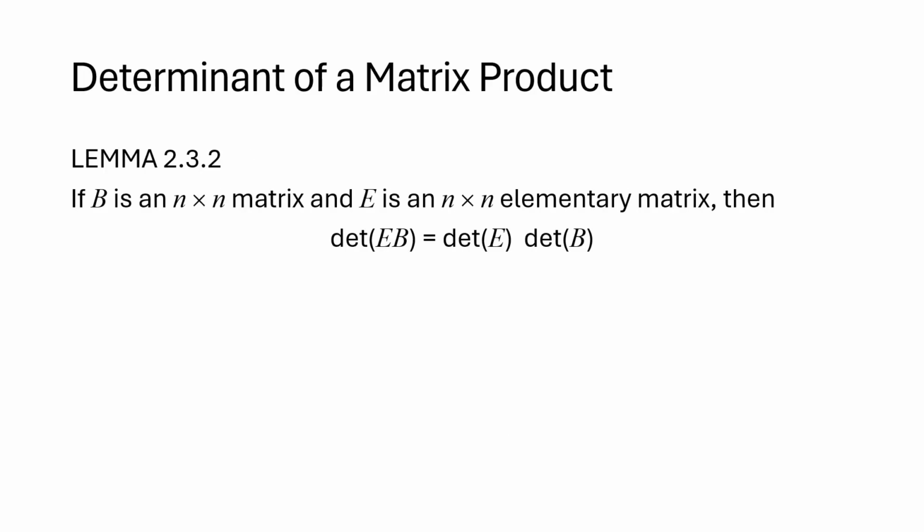So let's have Lemma 2.3.2. If B is a square matrix and the elementary matrix E is an n by n matrix, then the determinant of EB is equal to the determinant of E times the determinant of B.